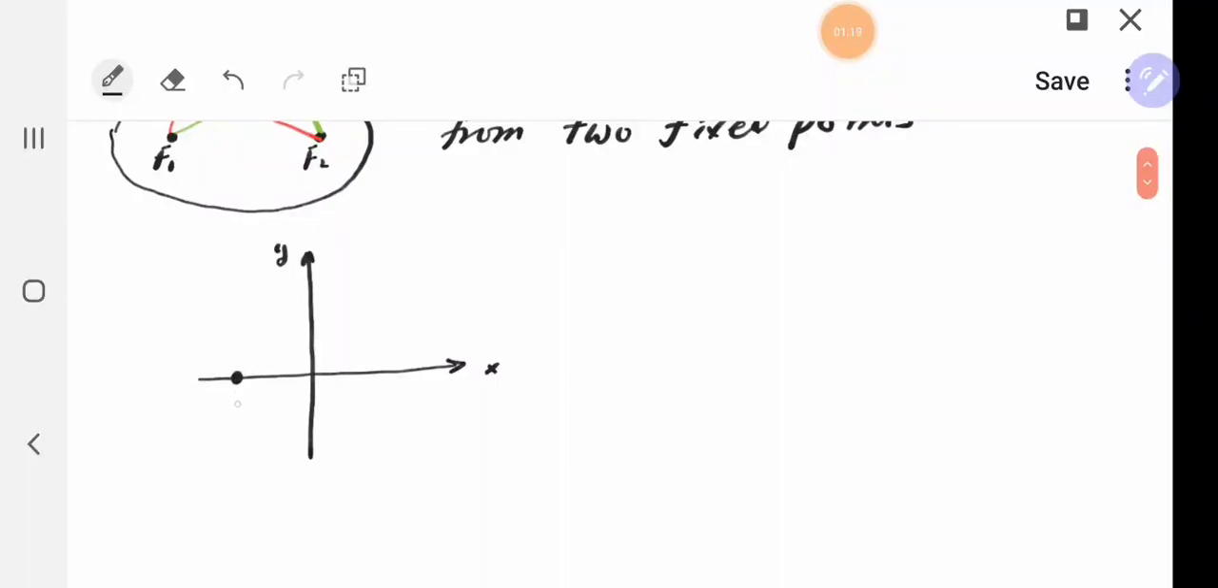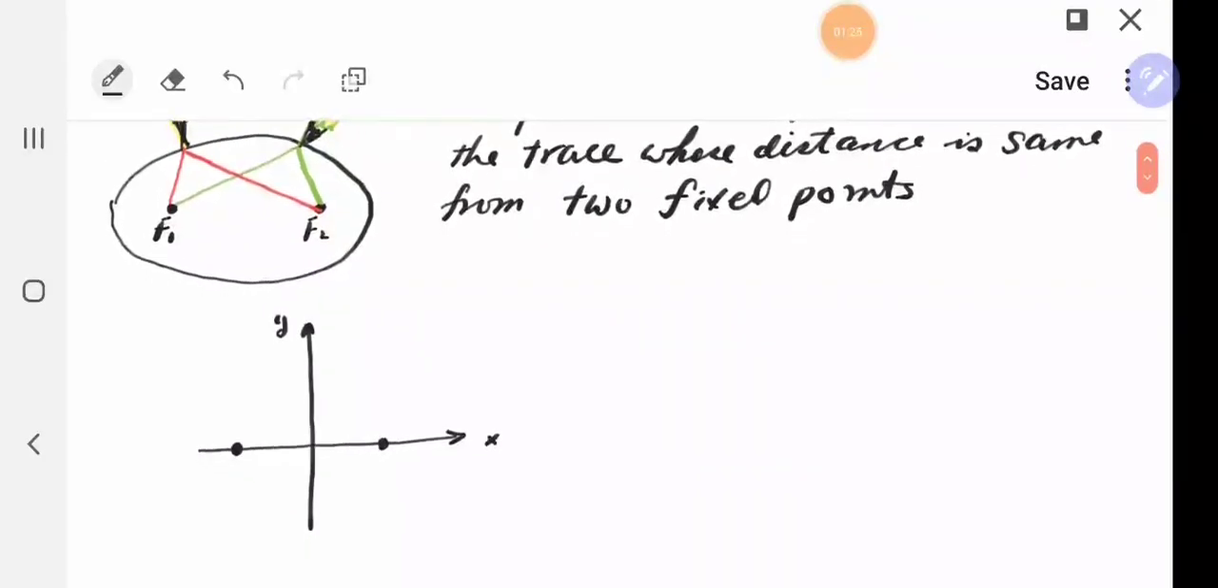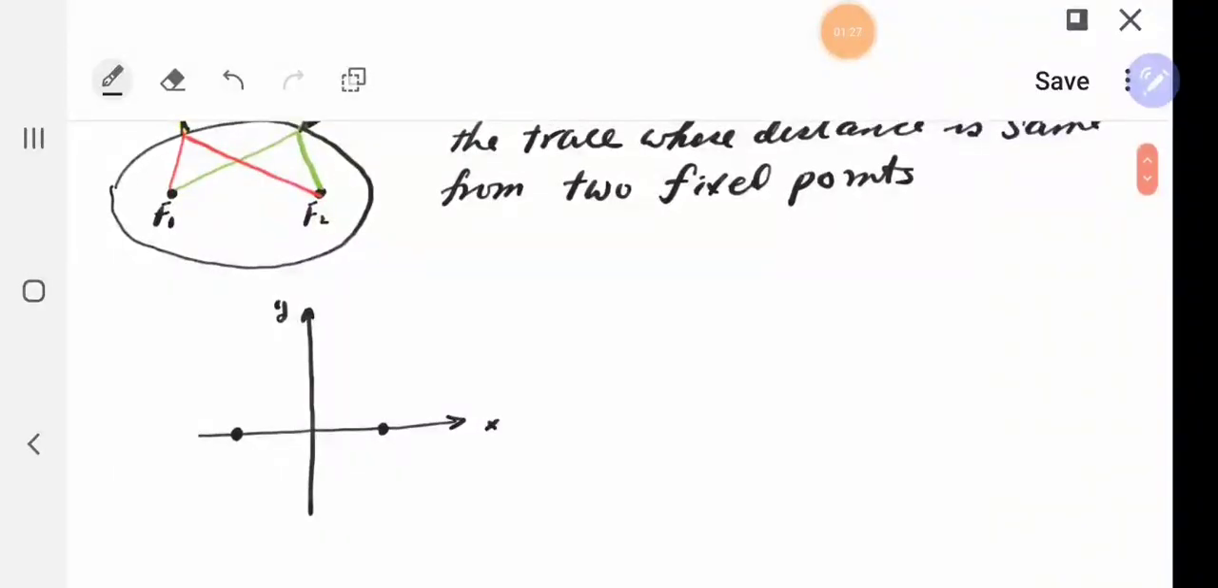These are two points, and we call them foci. There are focus 1 and focus 2. Let's say focus 1 is C and focus 2 is negative C. Then the trace will be something like this.